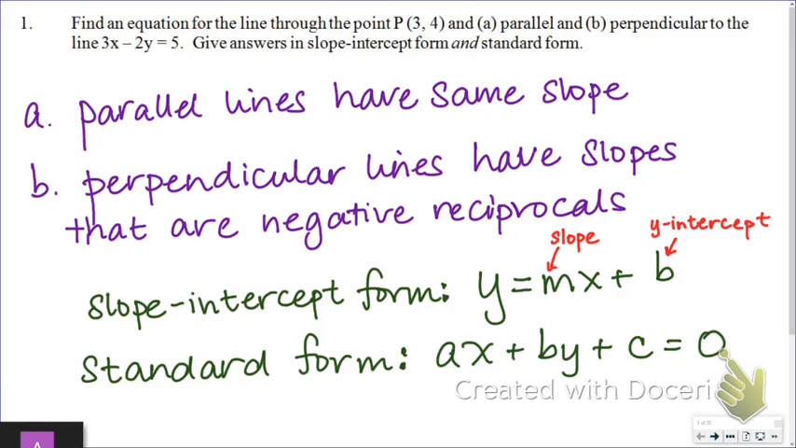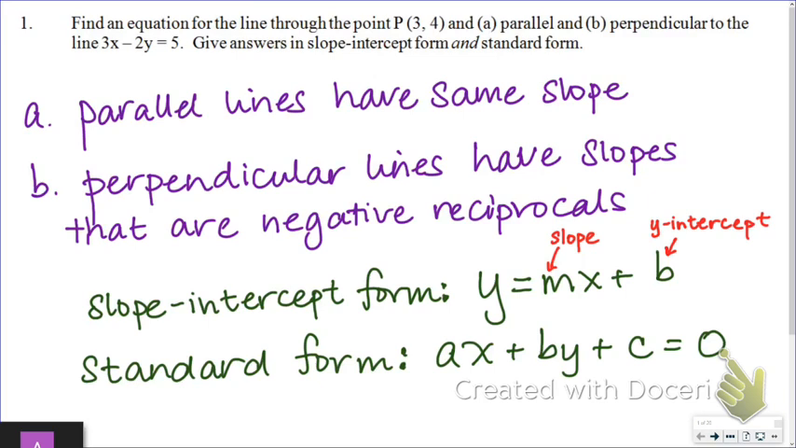All right, I'm going to go through the pre-calculus review and give some hints on some of the problems, or maybe some reminders. Okay, on number 1, find an equation for the line through the point 3, 4 that is both parallel to 3x minus 2y equals 5 and perpendicular to 3x minus 2y equals 5. So 2 separate problems there. And your answers should be in 2 forms.